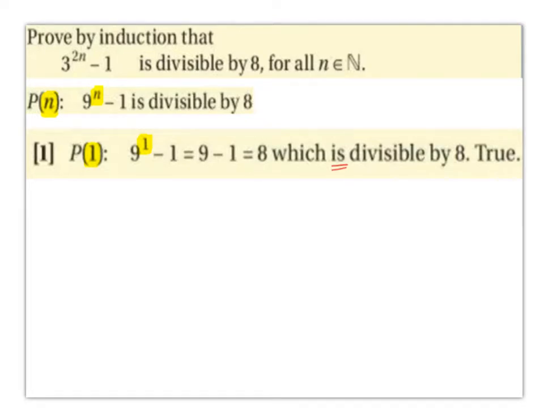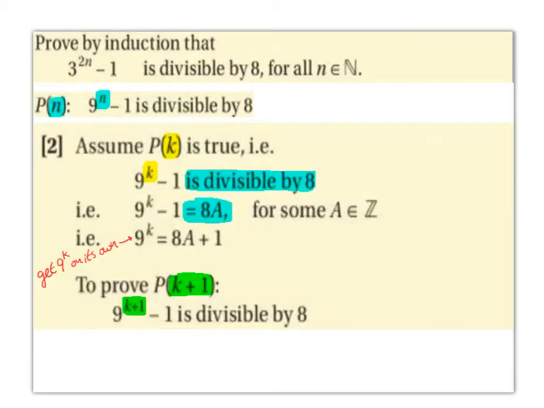So step 1, we substitute S equals 1. So we sub in 1. So P of 1 is equal to 9 to the power of 1 minus 1. So swapping that n for 1, 9 minus 1, which is 8. And 8 is divisible by 8. So this is true. So P of n is 9 to the power of n minus 1 is divisible by 8.